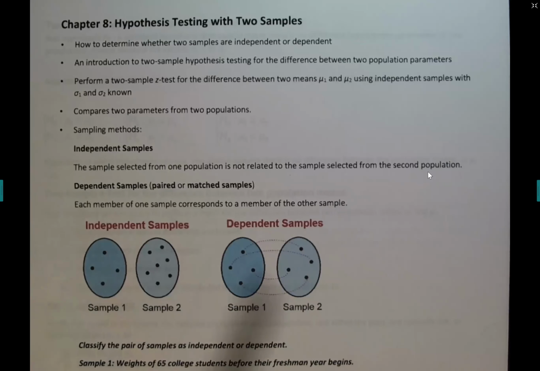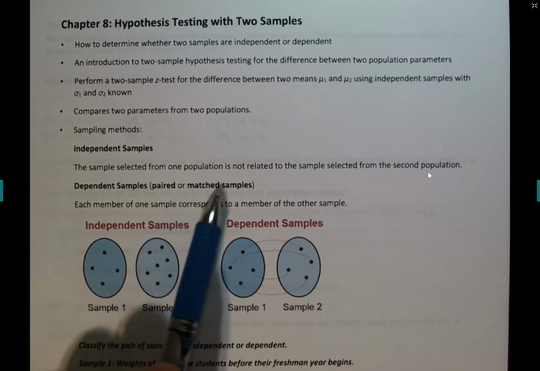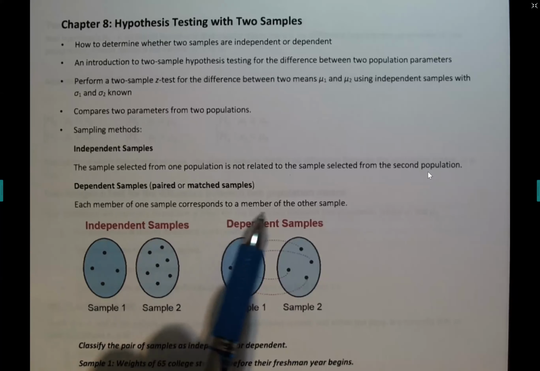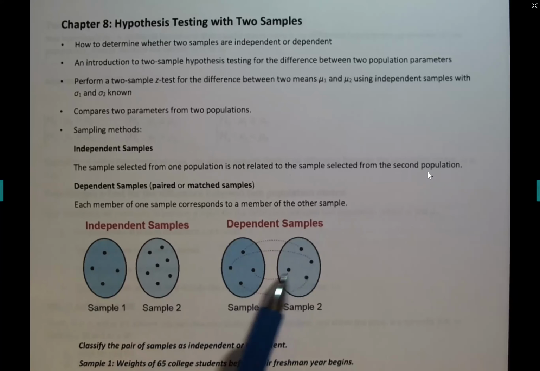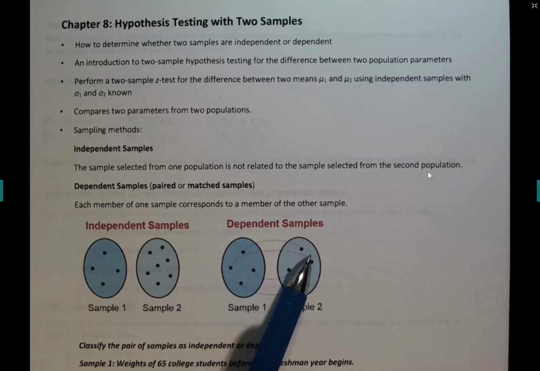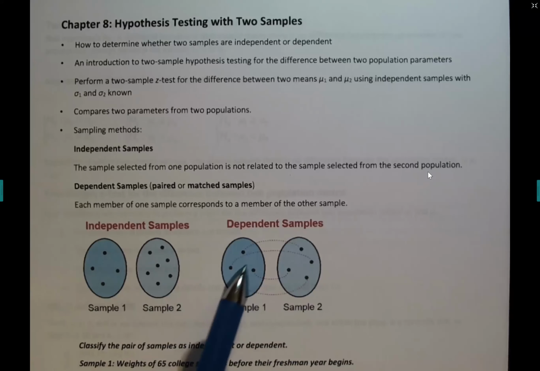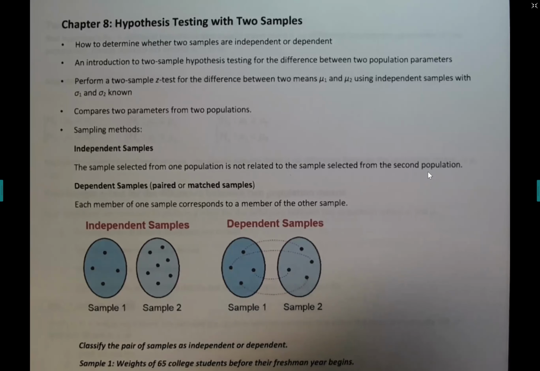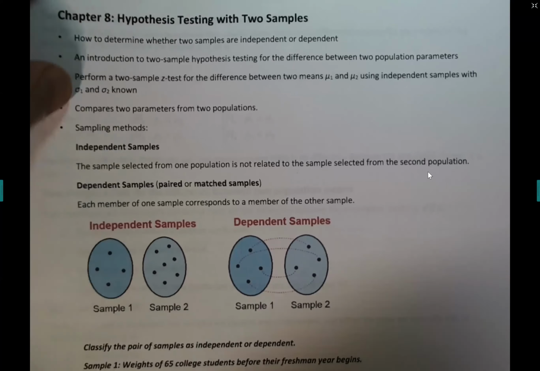Now, dependent samples, they call them paired or matched samples. Each member of one sample corresponds to a member of the other sample. And I gave you just a visual. Look, this member here relates to that member there. This member relates to that member there, and so on. So this is an example visual of dependent samples, and this is a visual of independent samples. Let me just give you some examples of that.